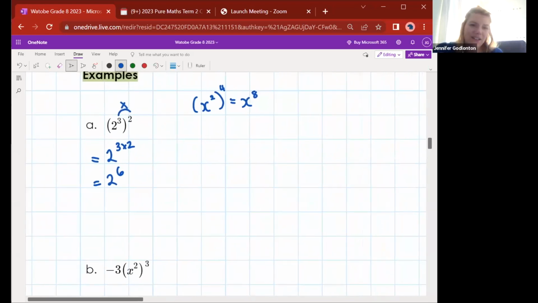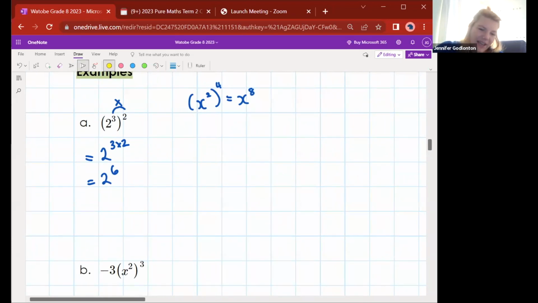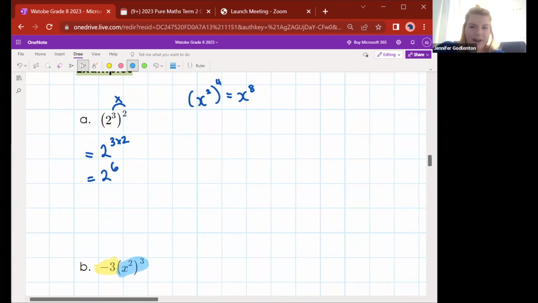So now this one, I want you to be very careful. Do you see how this -3 is not part of my brackets? Okay, it's outside of my brackets. So we're not going to worry about it for the most part. We're just going to look at this over here. So just be very careful with this question. Don't try and fall for the trap. That -3 is not inside the brackets. See if you can give me an answer to this question here.